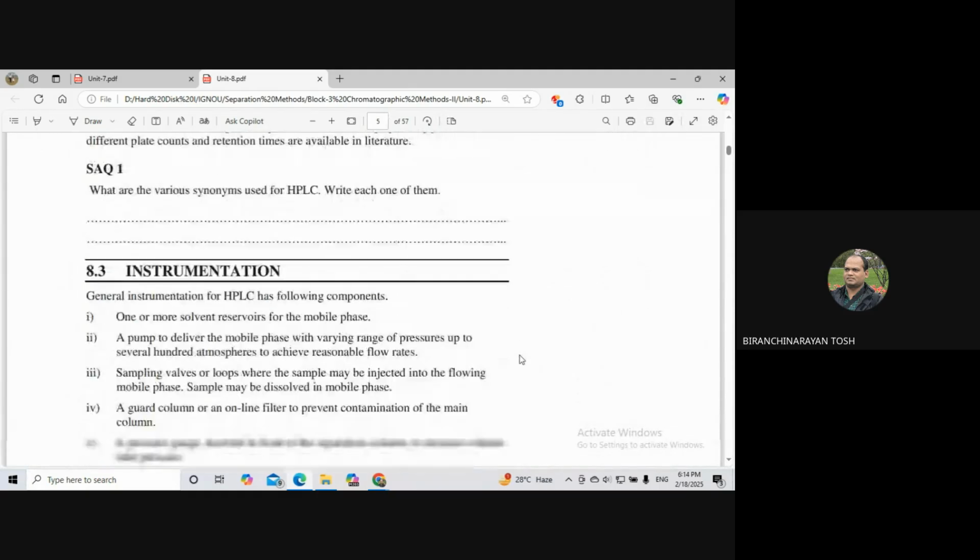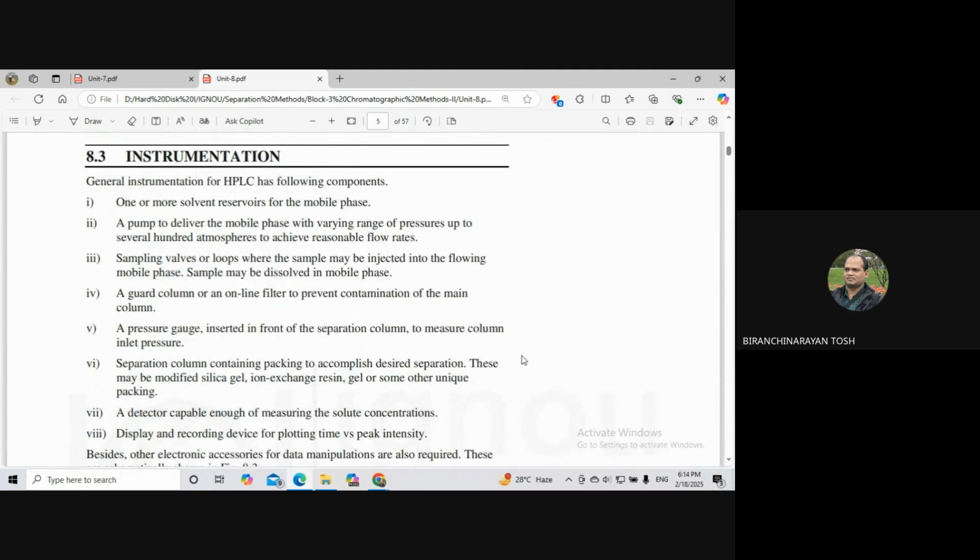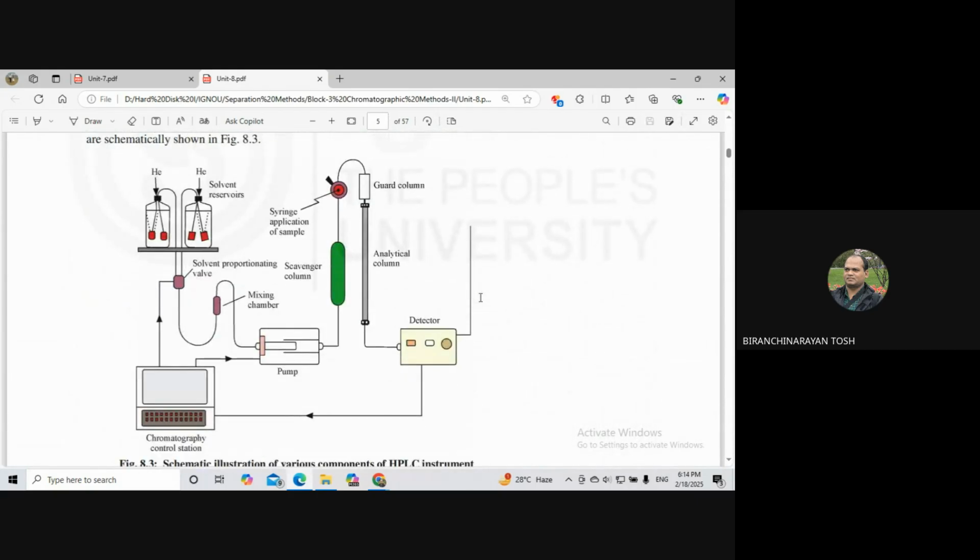Then we move to the instrumentation. The instrumentation of general HPLC has the following components: one or more solvent reservoirs for the mobile phase. Let's see here. A pump to deliver the mobile phase with a varying range of pressure up to several hundred atmospheres to achieve reasonable flow rate. Sampling valves or loops where the sample may be injected into the flowing mobile phase.